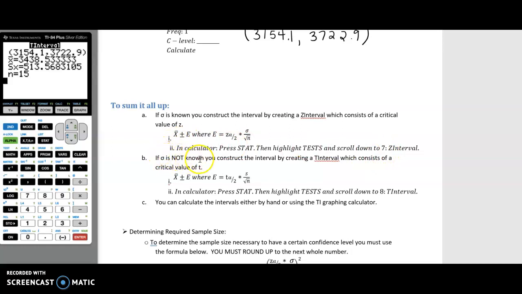If sigma is not known, you construct the interval by creating a T interval, which consists of critical values of T. When you're calculating your margin of error, you use this formula, which consists of critical T values and your sample standard deviation S, which will be either given or you'll have to calculate it. In your calculator, you press stat, highlight test at the top, and scroll down to option 8, which is T interval. You can calculate the intervals either by hand or using the TI graphing calculator. That is your choice. Okay.